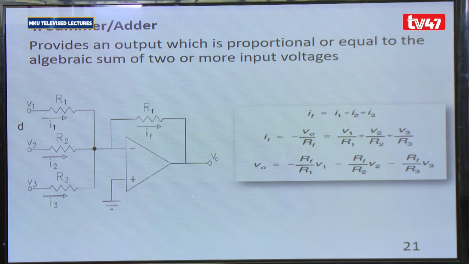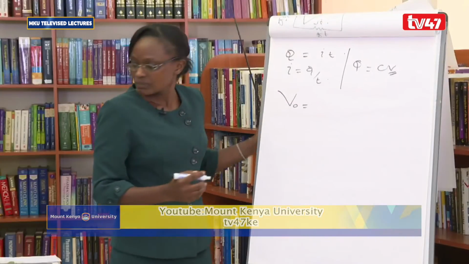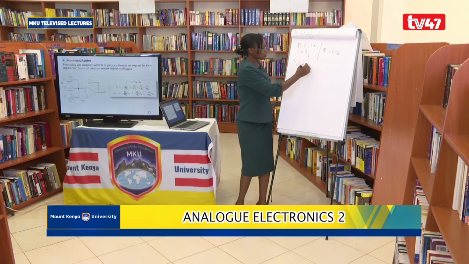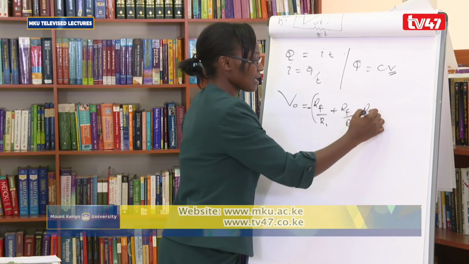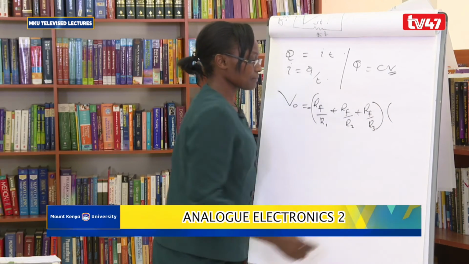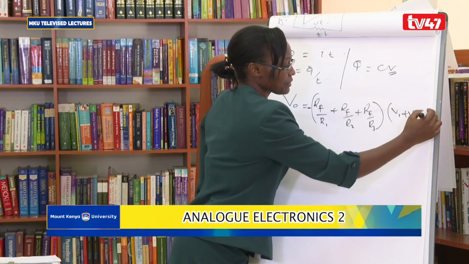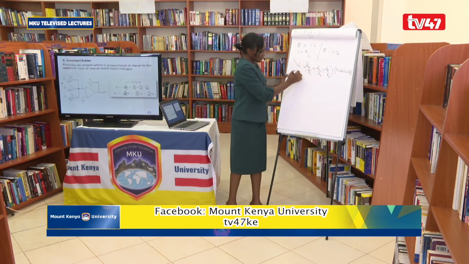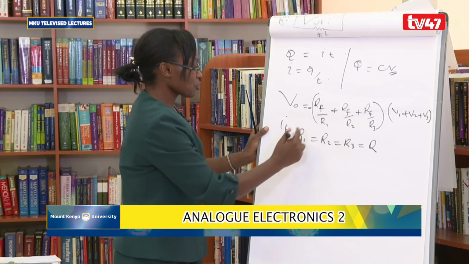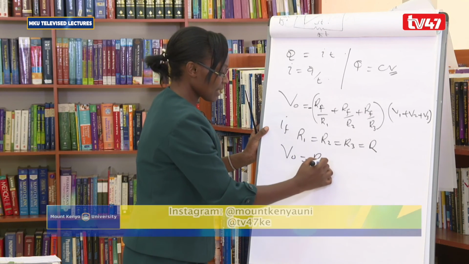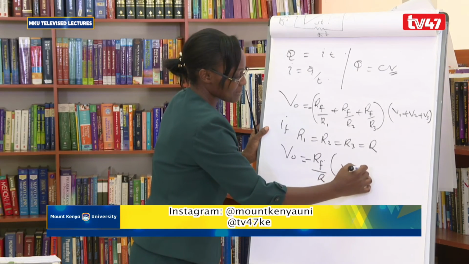If you rearrange the expression, you can have V naught equals negative RF over R1 plus RF over R2 plus RF over R3, then this multiplied by V1 plus V2 plus V3. If you rearrange this expression, that is what you would get. And if R1 equals R2 equals R3 equals R, then this expression would become V naught equals negative RF over R, then V1 plus V2 plus V3.